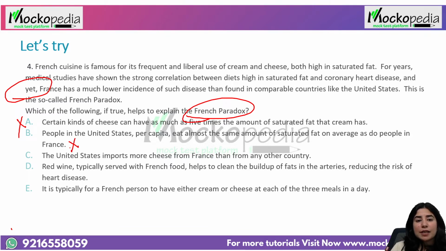The United States imports more cheese from France than any other country. This is again irrelevant to the context. So this also goes out. Red wine, typically served with French food, helps to clean the buildup of fats in the arteries, reducing the risk of heart disease. So this helps to clean up, and it gives a reason why, despite a lot of consumption of high saturated fats, the rate of heart ailments is lower in France. So we can keep this.